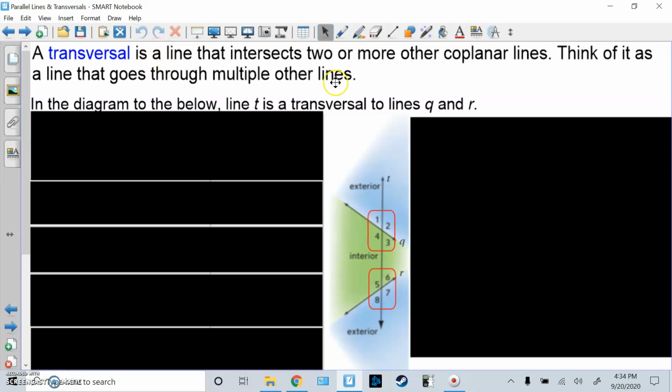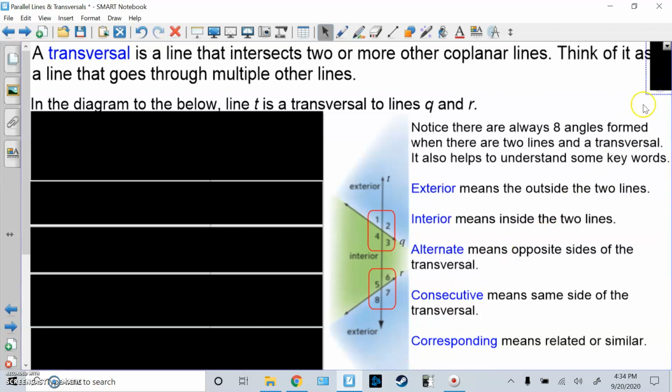So a transversal is a line that intersects two or more other coplanar lines. Think of it as a line that goes through multiple other lines. And in the diagram below, line T is a transversal to line Q and R. So line T goes through these two other lines. Here's R, here's Q. Alright.